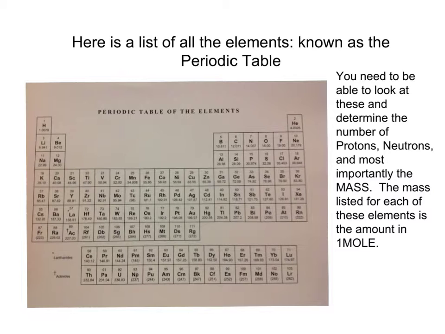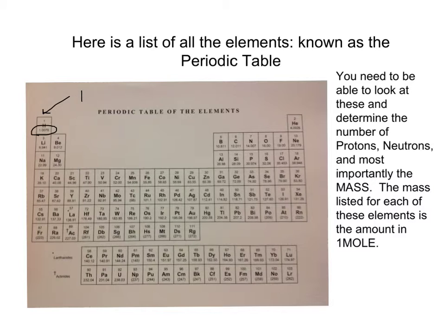Now here's the periodic table that we use in class and all our tests and stuff, so you will see this a lot. But as you can see on each one of these, at the top is the atomic number. Here for hydrogen, the atomic number is 1, so that means it has 1 proton and 1 electron. Since its mass is also 1, that means it has 0 neutrons.